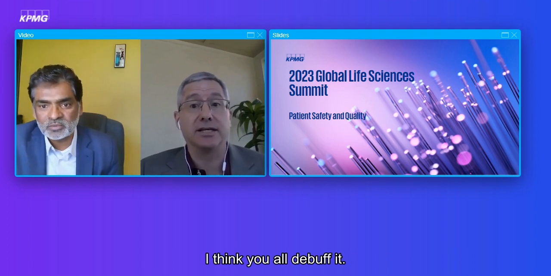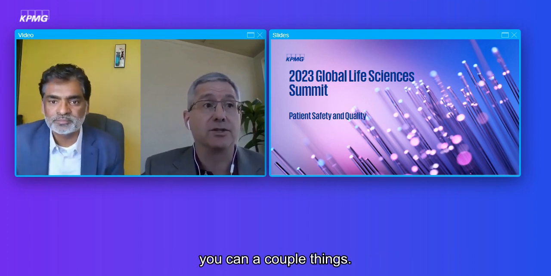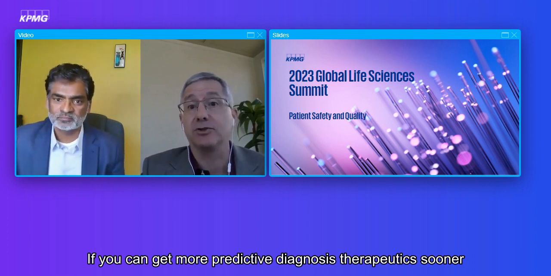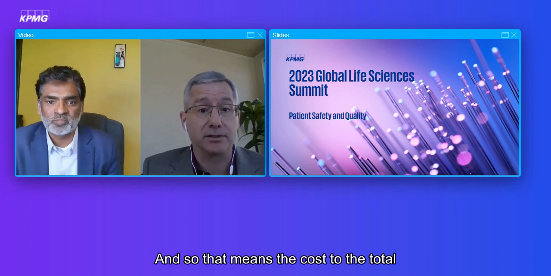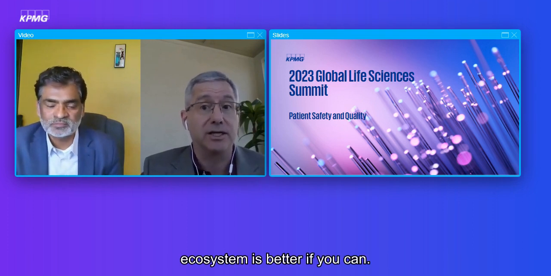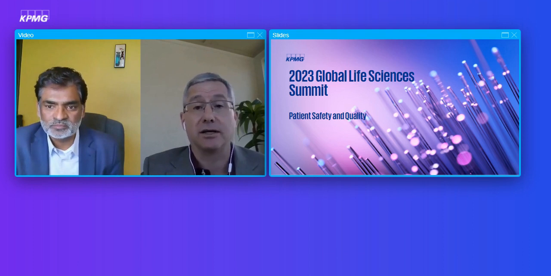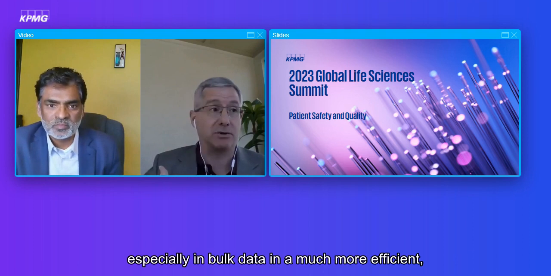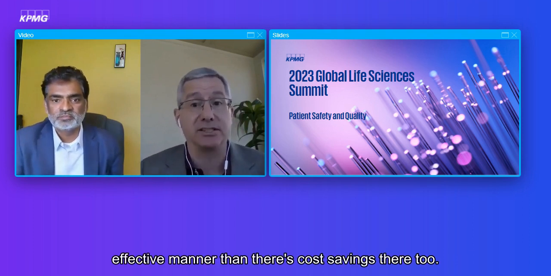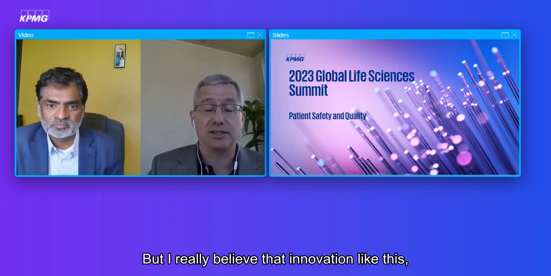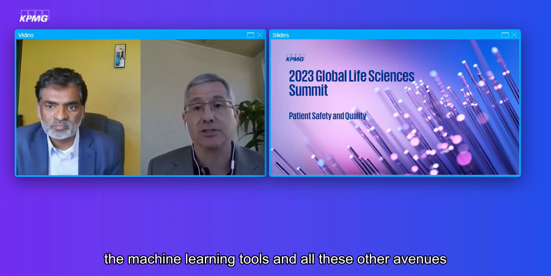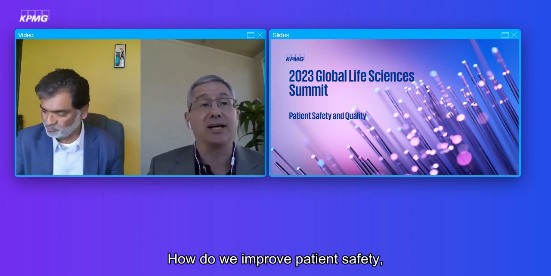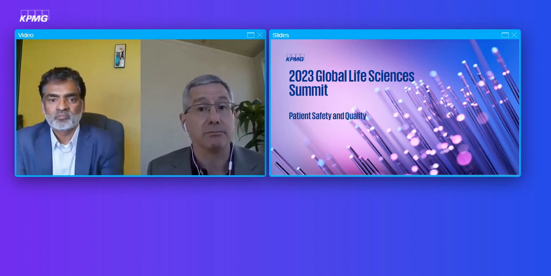I think it's all of the above. There definitely is a lower cost play. If you can get more predictive diagnosis and therapeutics sooner, then obviously the outcome for the patient is better, and that means the cost to the total ecosystem is better. If you can manage, manipulate, and utilize data, especially bulk data, in a much more efficient, effective manner, then there are cost savings there too. But I really believe that innovation like this, utilizing the AI tools, the machine learning tools, and all these other avenues of connection, really is around how we improve patient safety and patient outcome.